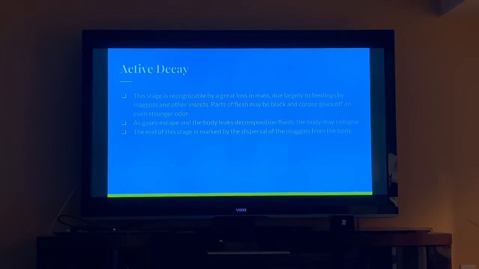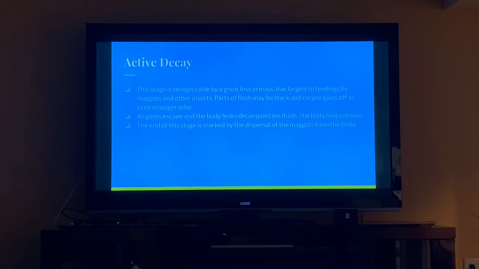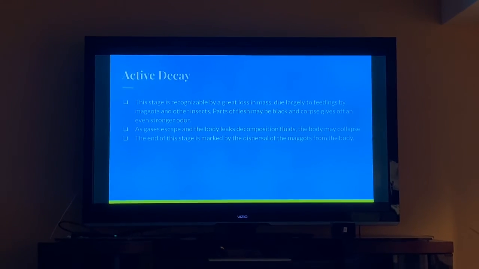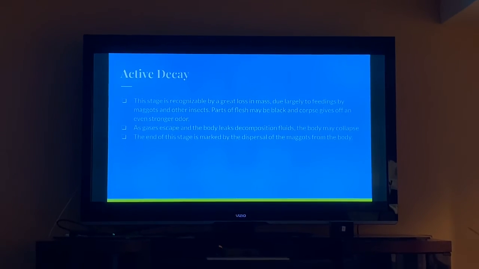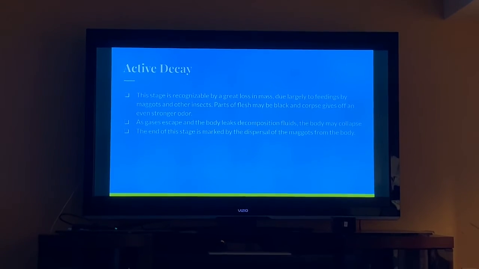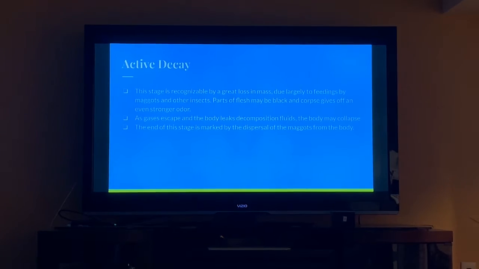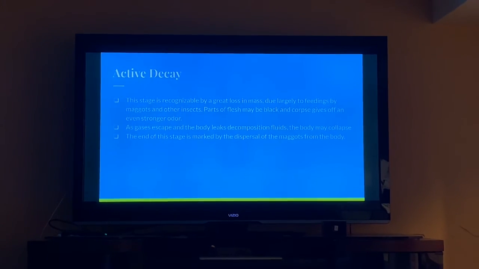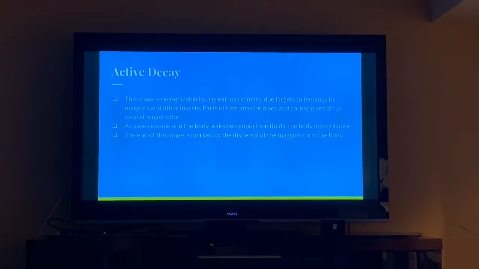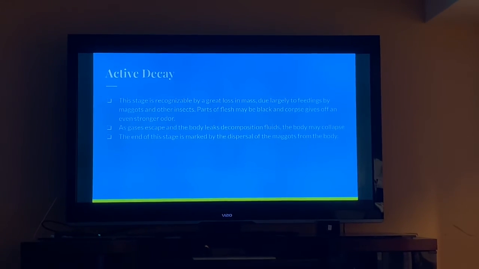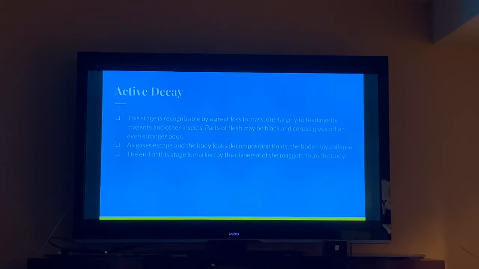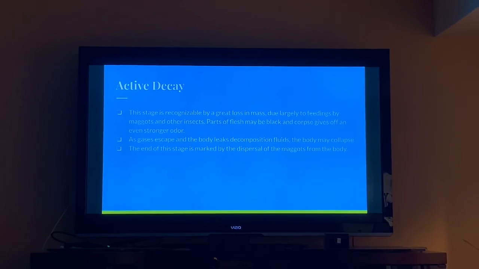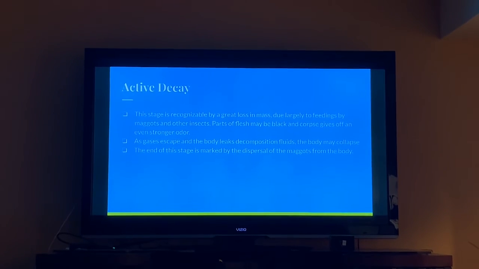Next, we have active decay. This stage is recognizable by a great loss in mass, due largely to feedings by maggots or other insects. Parts of flesh may be black and the corpse gives off an even stronger odor. As gases escape and the body leaks decomposition fluids, the body may collapse. This end of the stage is marked by the dispersal of the maggots from the body.